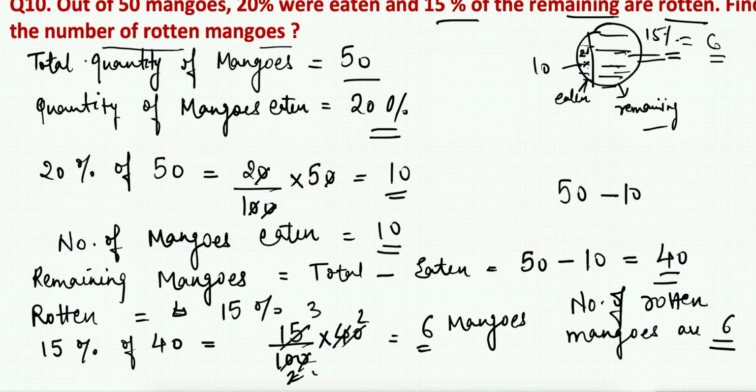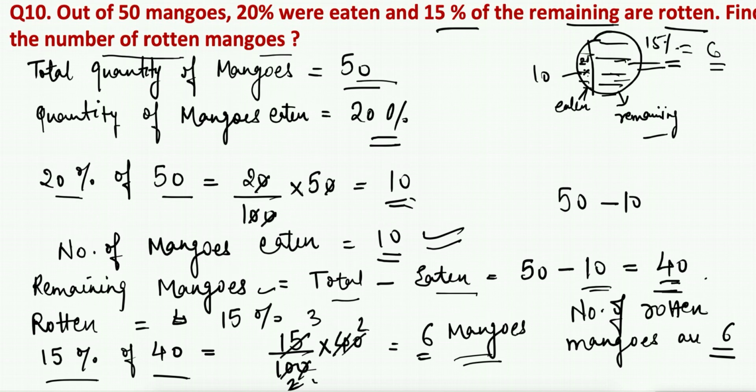So what we have done, first it was given that the total number of mangoes were 50, and out of 50, 20% were eaten. So 20% of 50, it comes to 10. That means the 10 mangoes were eaten. So how many are remaining? Total minus eaten is equal to 40 are the remainings, and out of the remaining 15% are rotten. So 15% of the remaining, that is 40, are rotten. So 15% of 40 comes to 6. So the number of mangoes which are rotten are 6. So this is the question on percentage.